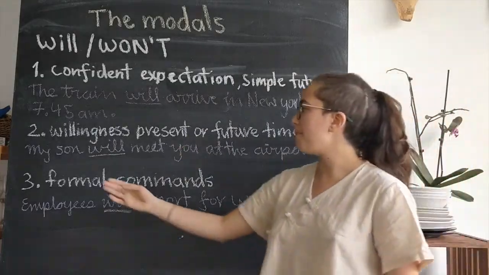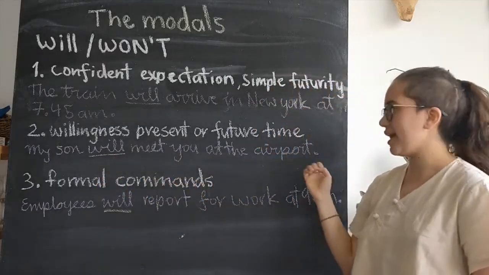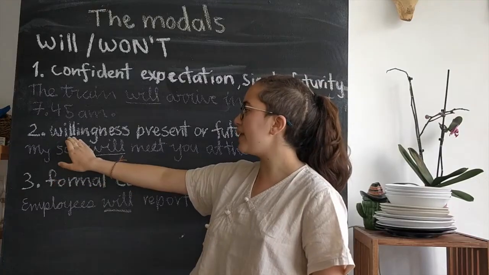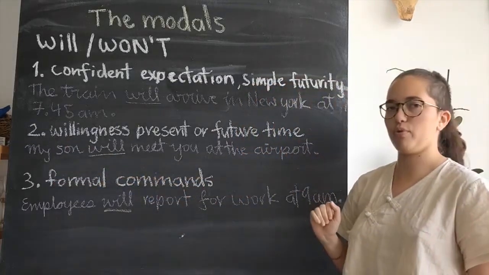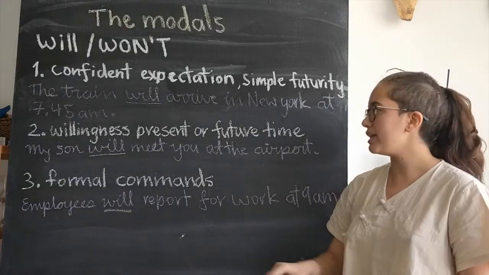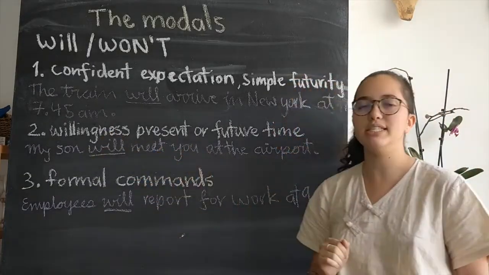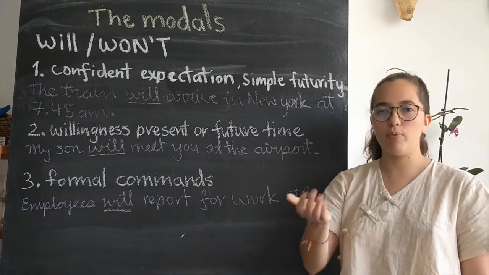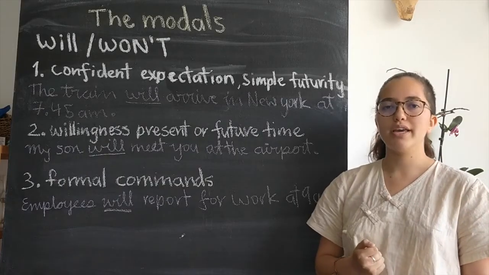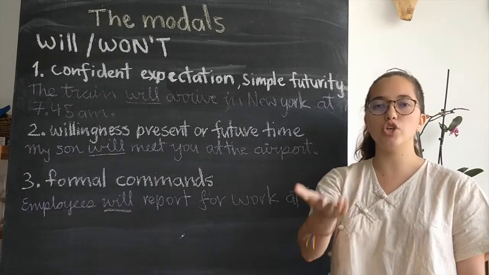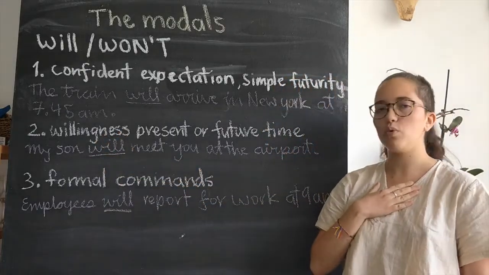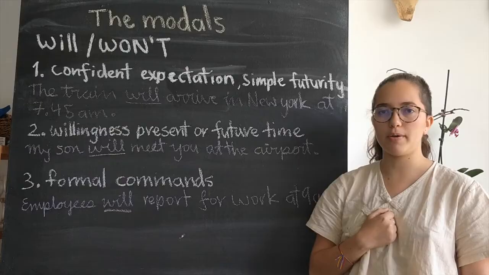We can also use it to express willingness in the present or future time. For example, my son will meet you at the airport. Here we are showing that my son is willing to meet you at the airport, either in the present or in the future. We can also use will with this meaning, willingness, to ask for help. For example, will you help me finish my homework? Here we are asking if you want to help me finish my homework.